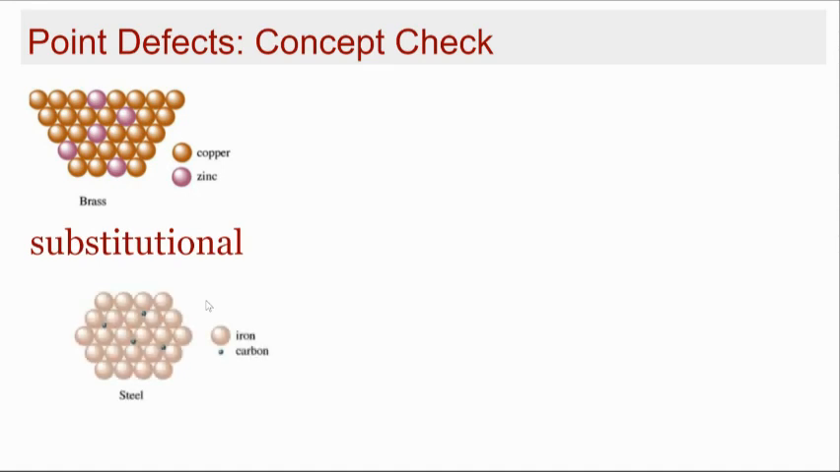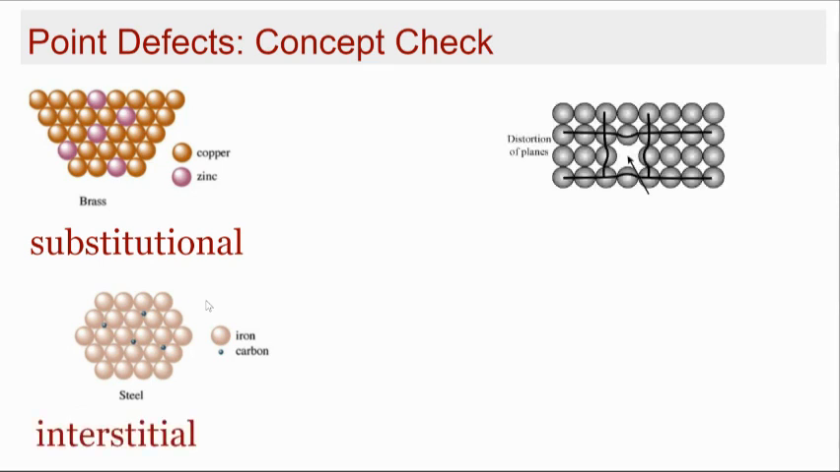What about this image? You should have chosen interstitial. And finally, this one's pretty obvious. Hopefully you said it was a vacancy defect.